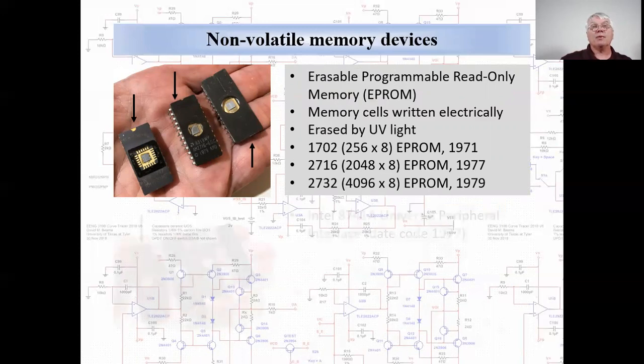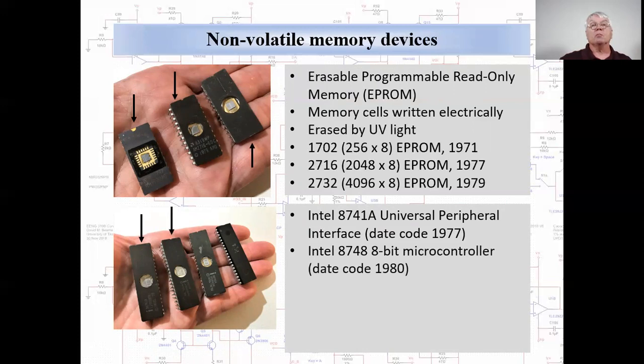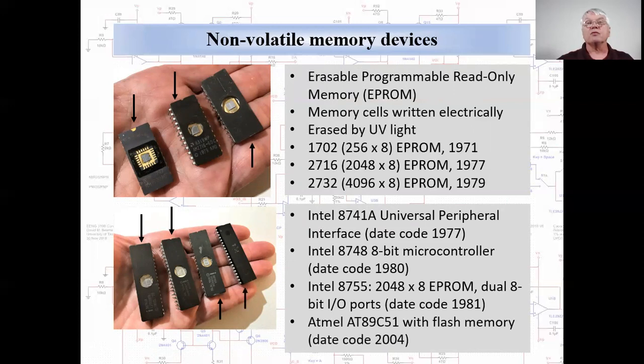1979. And EPROM technology was applied to other devices that contained programmed memory as well, not simply memory chips. For example, we have the Intel 8741 Universal Programmable Interface, an 8748 microcontroller, and an 8755, which combined a 2K by 8 EPROM with 2 addressable I/O ports. And just for comparison, we'll include here an Atmel microcontroller from 2004. The program of this device is stored in electrically erasable programmable read-only memory, or EEPROM, which is also known as flash memory. Flash memory has superseded the EEPROM.